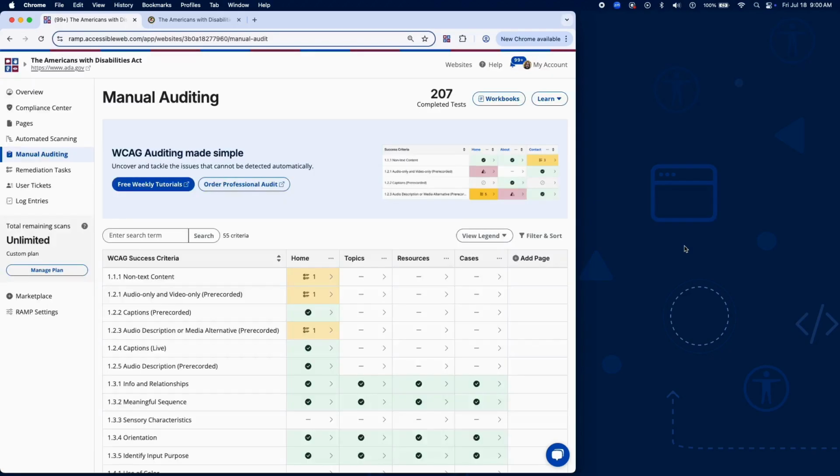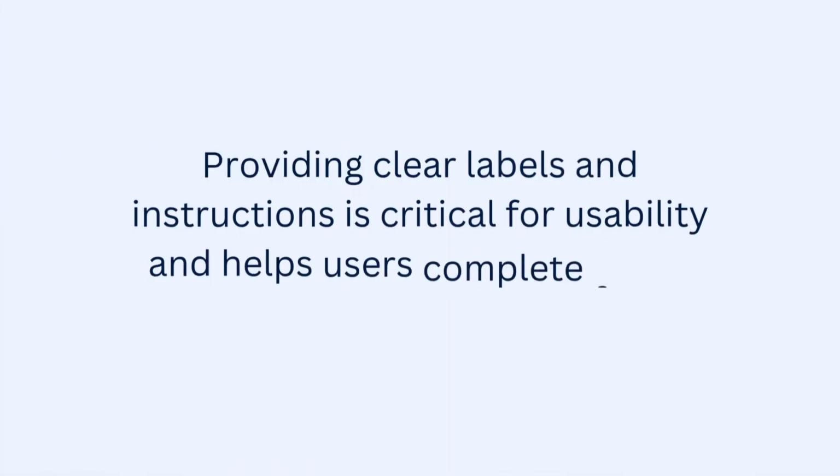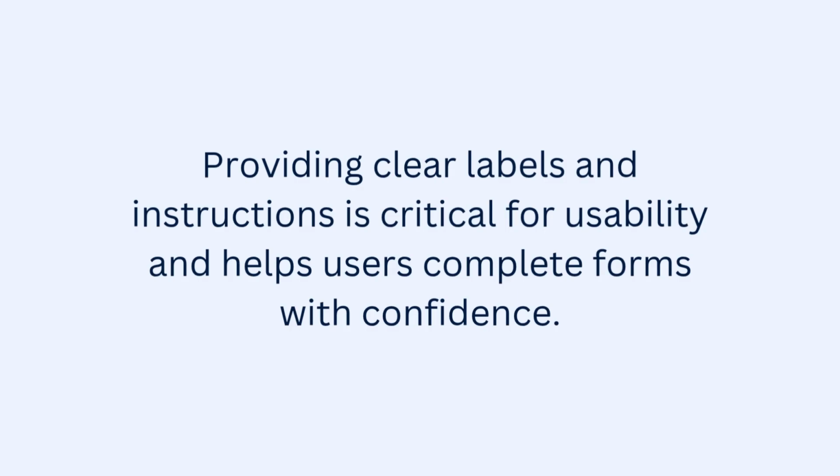And that wraps up testing for Success Criterion 3.3.2 using RAMP's Audit Grid and Chrome extension. Providing clear labels and instructions is critical for usability and helps users complete forms with confidence.